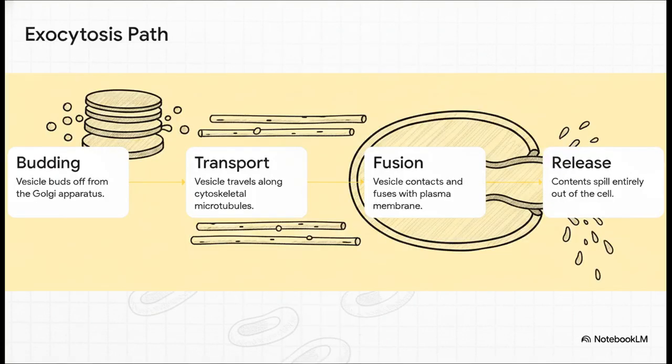Now, the exact reverse of this process, shipping large cargo out, is called exocytosis. Let's trace the biological path. It starts deep inside the cell when a transport vesicle carrying a huge payload buds off from the Golgi apparatus. Second, this vesicle actually travels along a literal highway of cytoskeletal microtubules straight toward the edge of the cell. Third, the vesicle contacts the plasma membrane, and because they're both fluid-lipid bilayers, they just smoothly fuse together. Finally, the contents spill entirely out into the extracellular space, while the vesicle's membrane permanently becomes part of the plasma membrane. This exact mechanism is how organs like your pancreas successfully export massive, life-saving waves of insulin into your bloodstream.